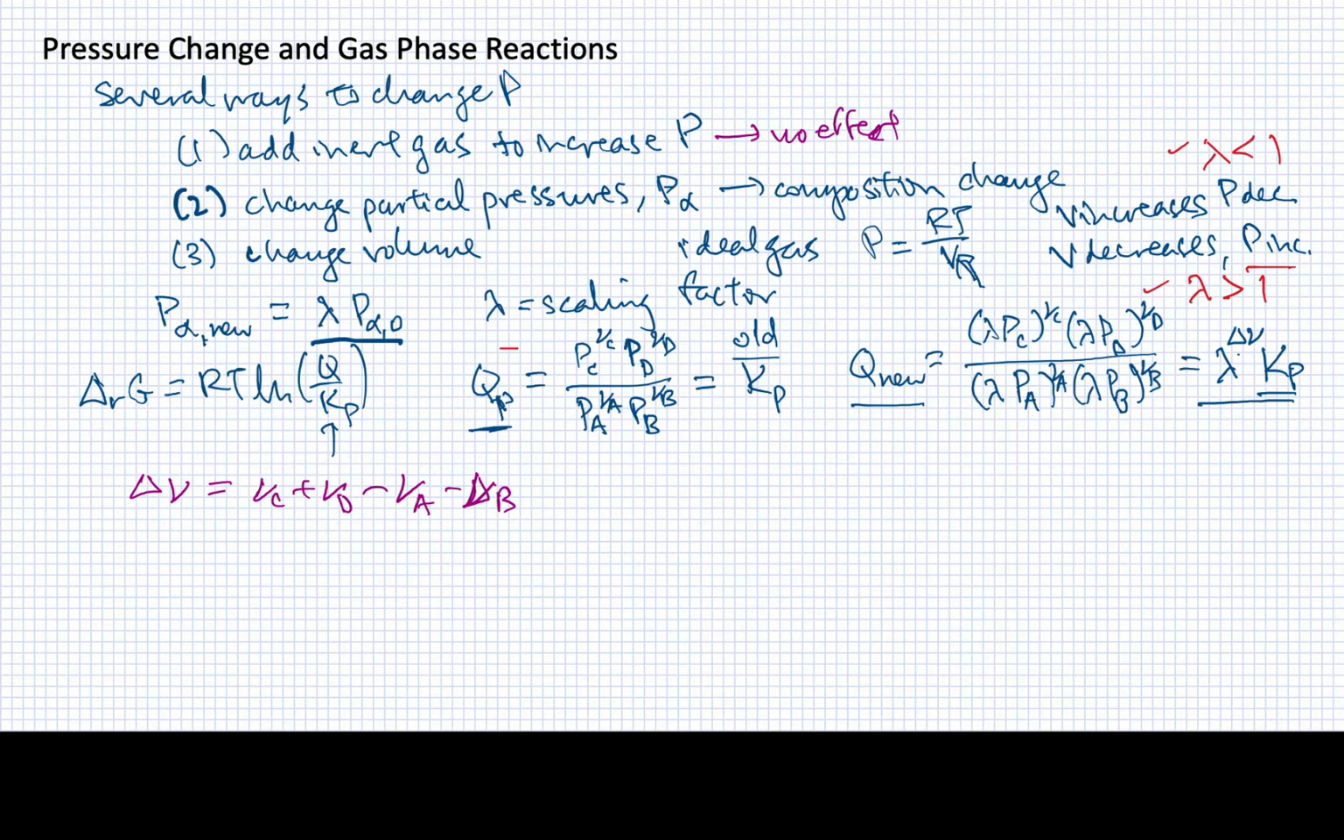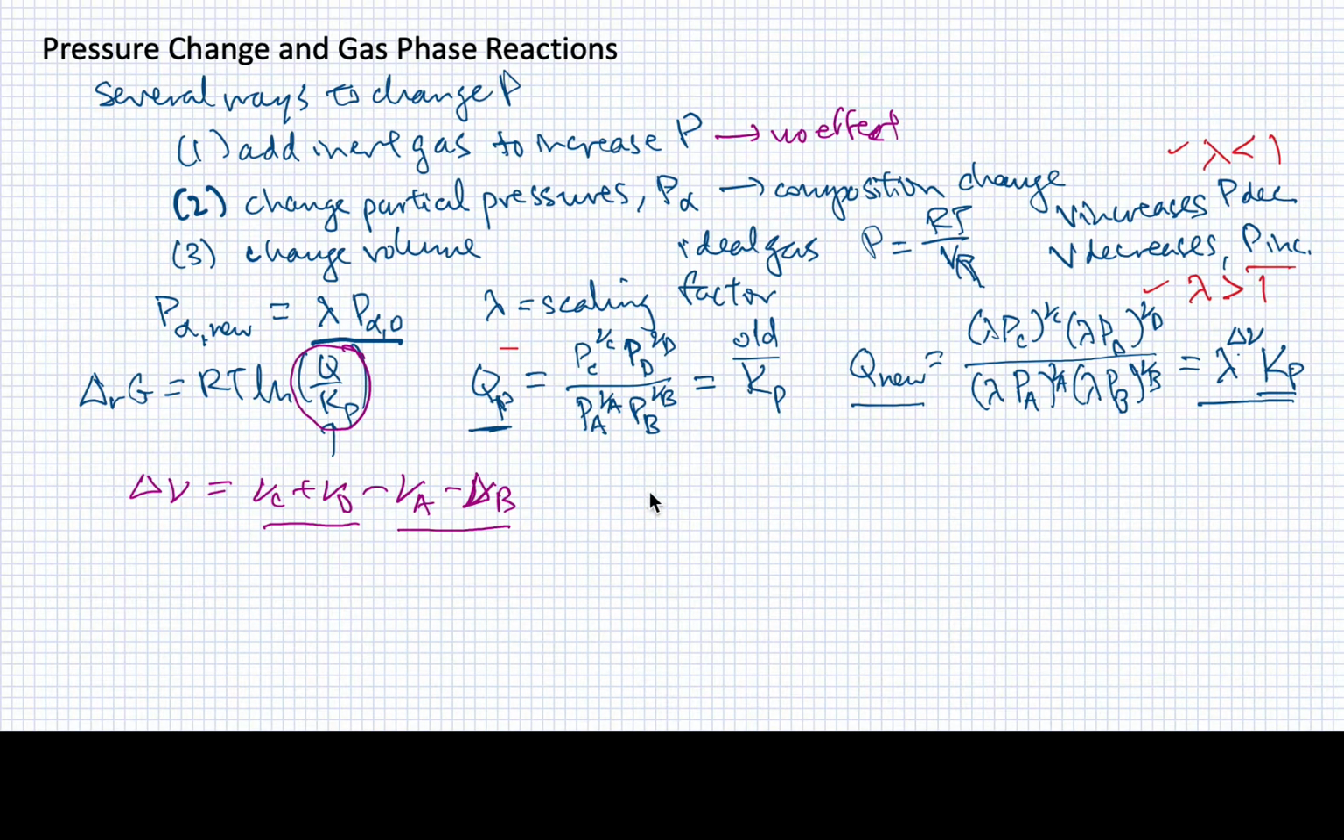And if the number of gaseous moles in the products is greater than the number of gaseous moles in the reactants, then delta nu will be greater than 0. And if the number of gaseous moles in the reactants is larger, then delta nu will be negative. Okay, so now when I take Q nu divided by Kp, in other words, when I want to construct this ratio here, what I'm going to have instead is the following.